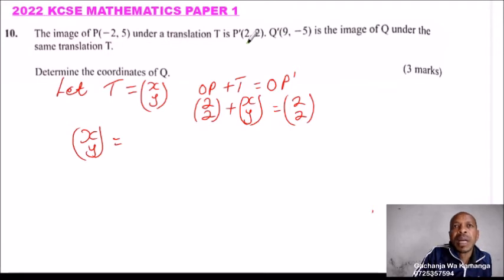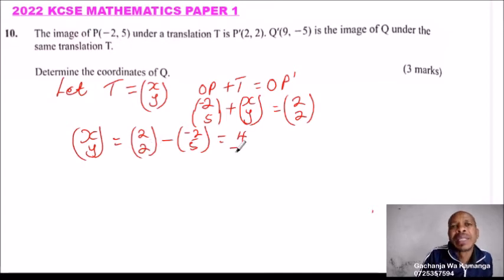So we can now have (x, y) equals to, here we need to rectify. OP is not 2, it is minus 2, 5. So that is P. We take it to the other side, so we have (2, 2) minus (-2, 5). This is 2 minus -2, that is 4. 2 minus 5 is minus 3. From there, we now have T.